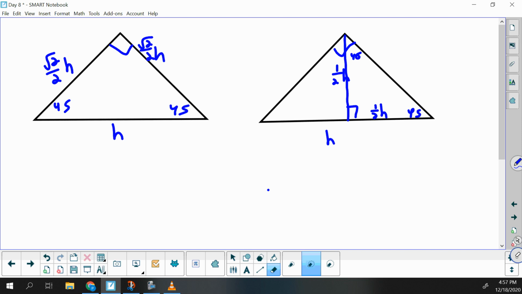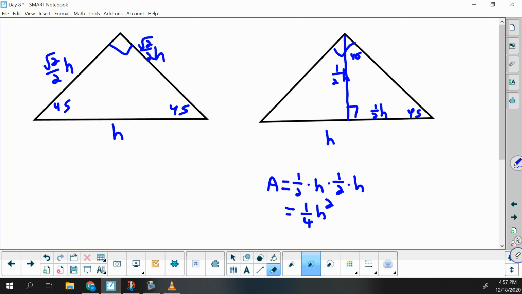Well, let's look at our two area formulas here. This one would be the entire base of H times our height of 1/2 H, and then the 1/2 that's in the area of the triangle formula. So this would give us 1/4 H squared, where H is the hypotenuse.